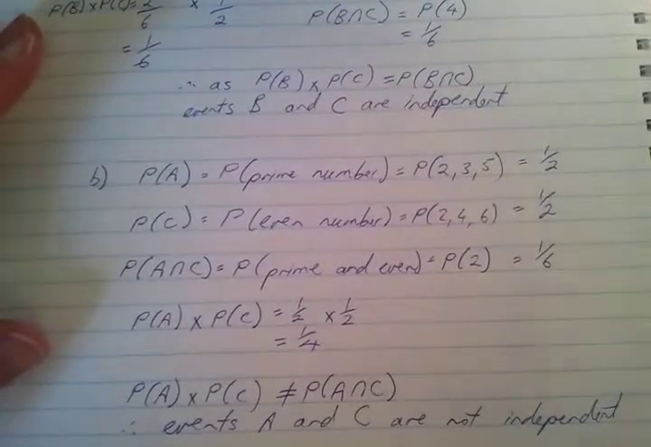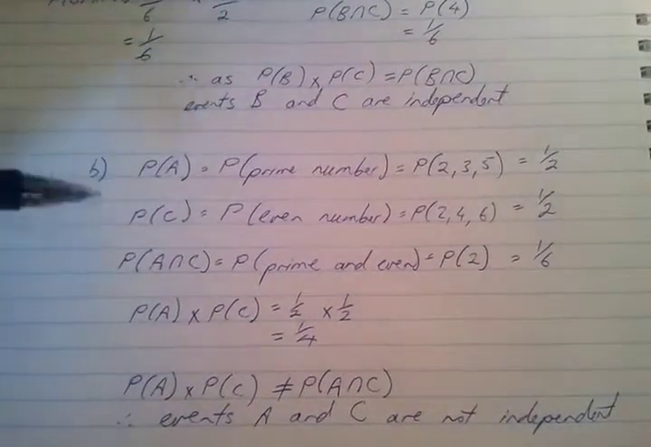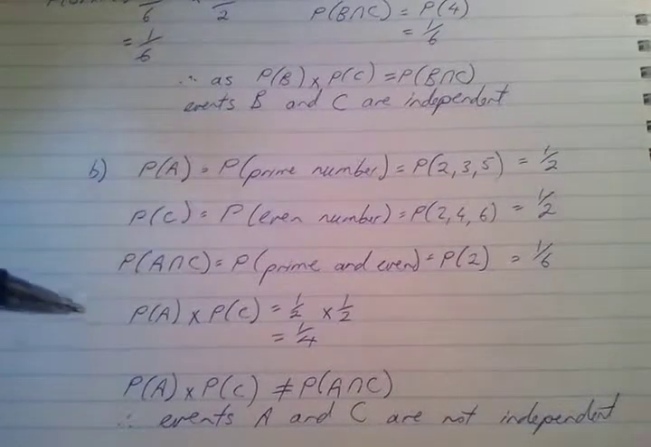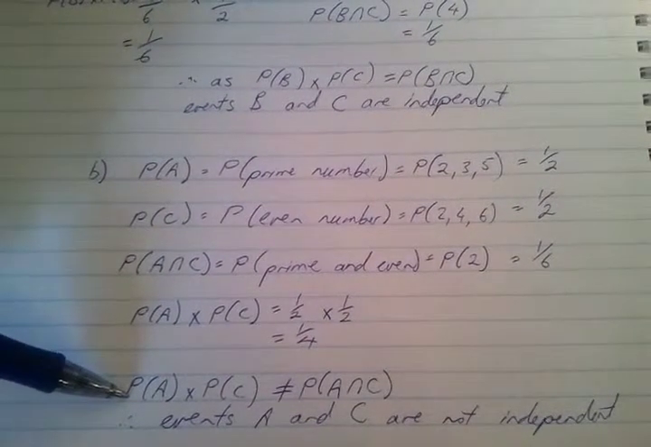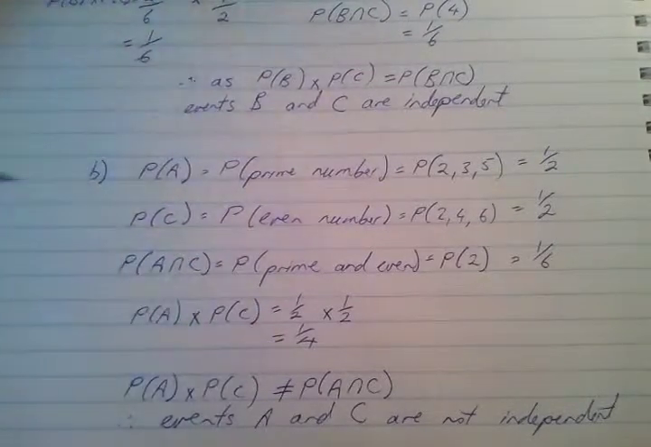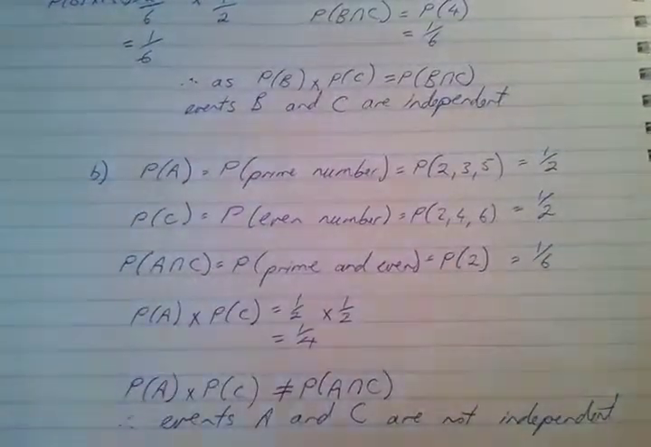So now we've shown that they're not independent, and we've got some working and reasoning to back that up. It's all based on this formula again, that multiplying the two individual event probabilities together should give the probability of the intersection if they are independent events.